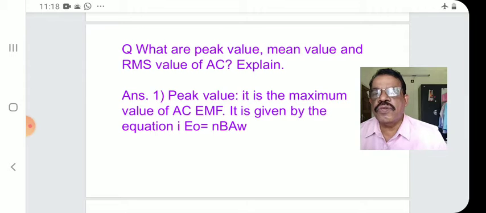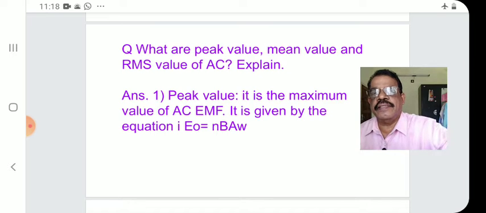It is the maximum value of alternating EMF or AC EMF. It is given by the equation E0 equal to NBA omega. N is the number of turns of the coil used in a dynamo. B is the flux density produced by the field magnet. A is the area of cross section of the coil, and omega is the angular frequency. That is the maximum value equation. It is the peak value of alternating EMF produced by an AC generator.